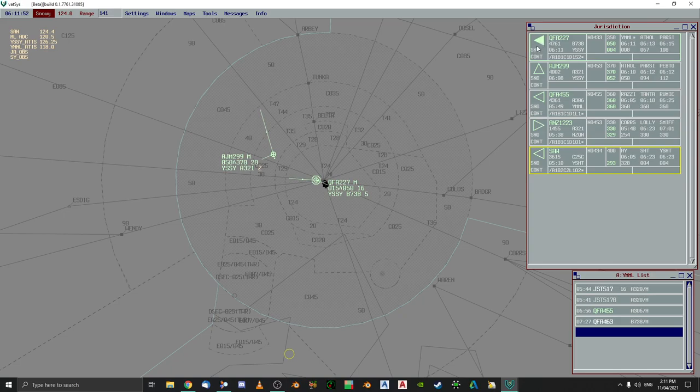You can see the filled-in triangle. This triangle indicates the direction of movement. So he's moving in a westerly direction. You can see if I highlight this, you see this guy up here, Alpha Juliet Mike.